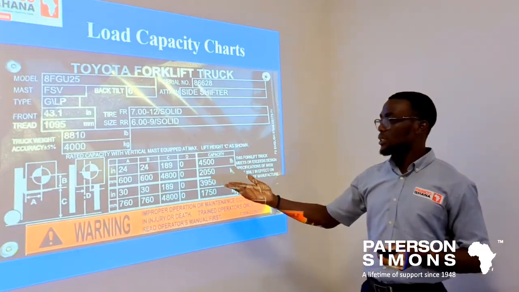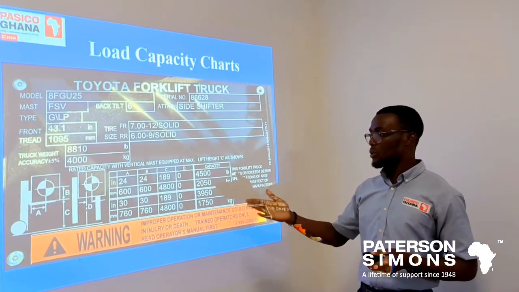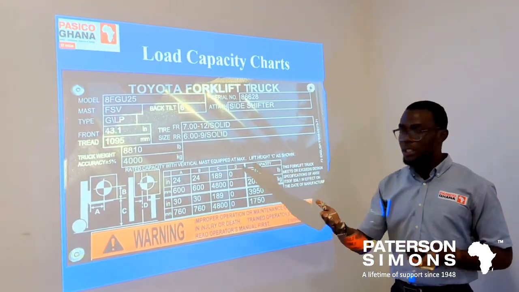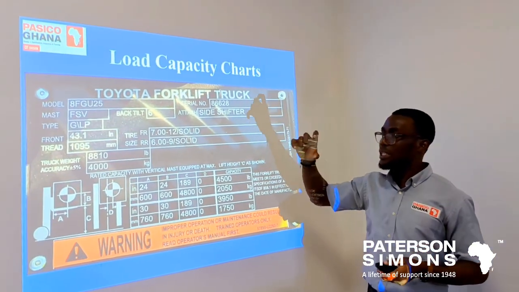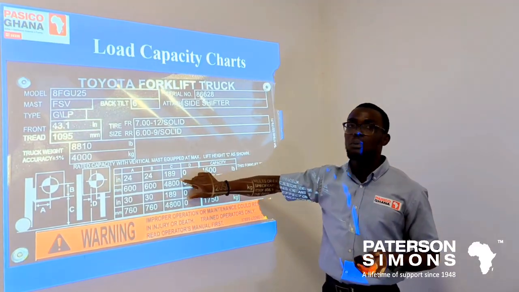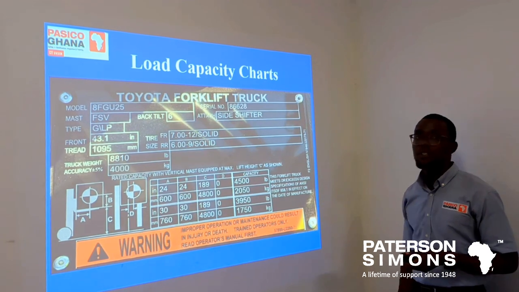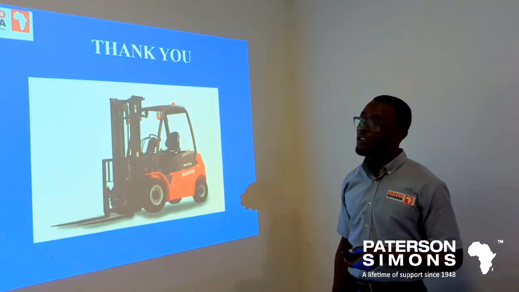So we can determine the load capacity of our forklift based on the main factors. The load center: what is the load center of the load I'm going to pick? And how high am I taking the load? Then based on those things, I take these two parameters, come to the chart and find the maximum weight that I'm allowed to pick. So that is how we read the load capacity charts on our forklift. Thank you very much.